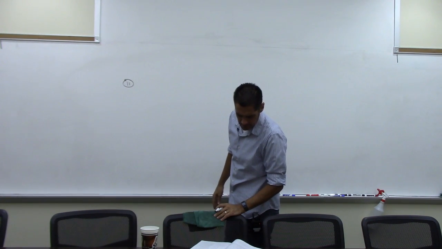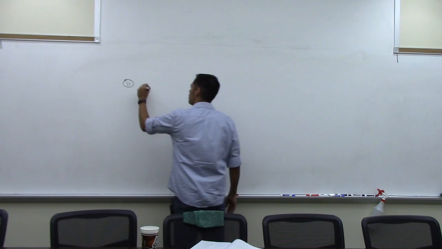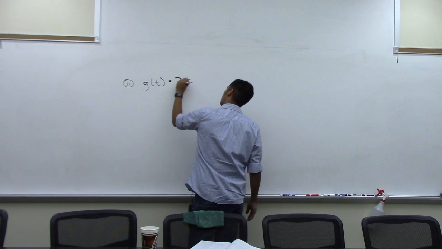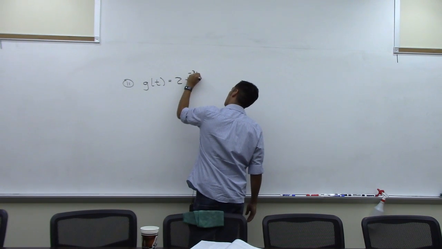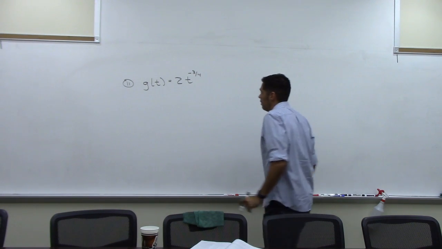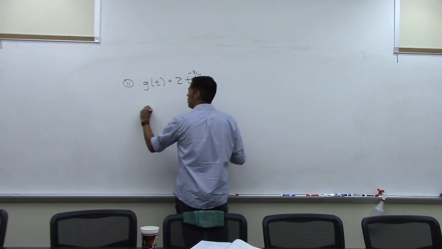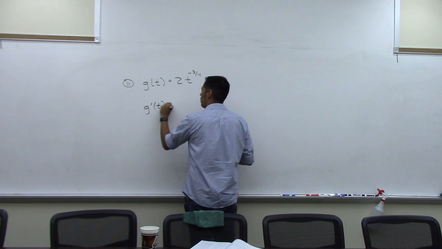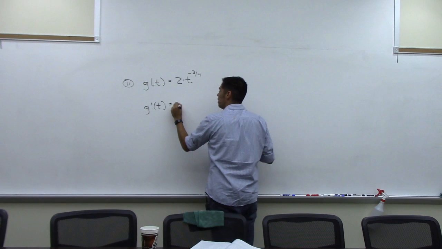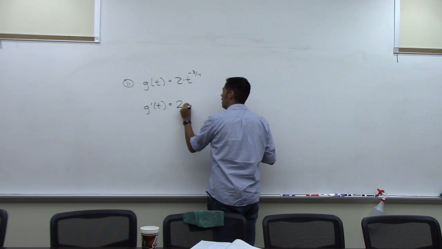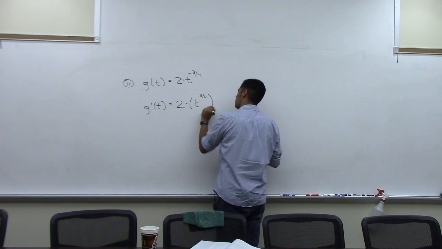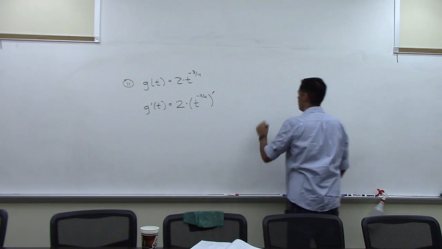g of t is 2t to the negative 3/4. All right, well, pretty straightforward in terms of, it's just a single term, so I can take the derivative pretty simply. 2 is a constant attached to a function, so it'll come for the ride. And now I need to take the derivative of t to the negative 3/4. I need that derivative, so I'm going to do that right here.